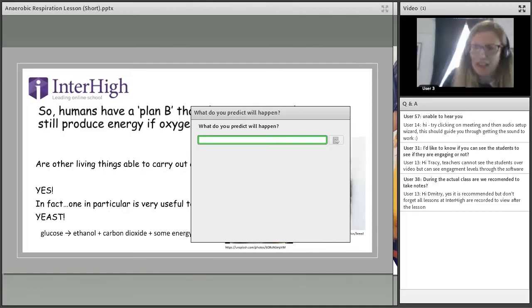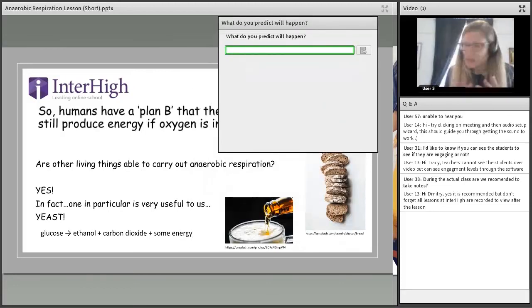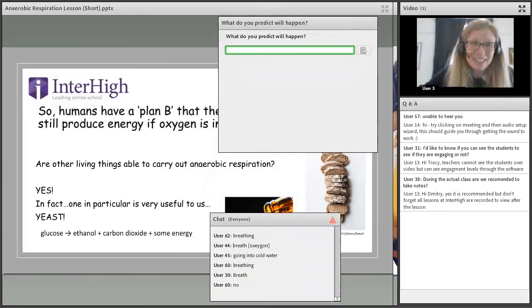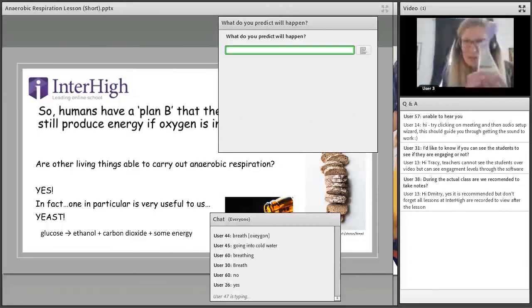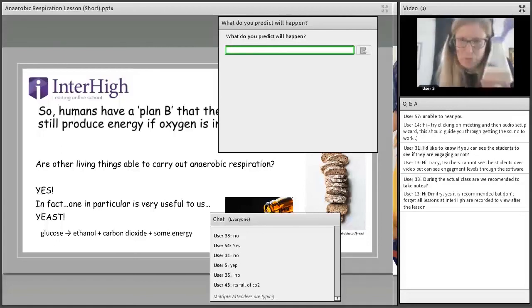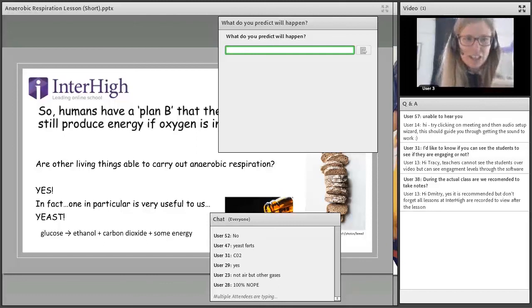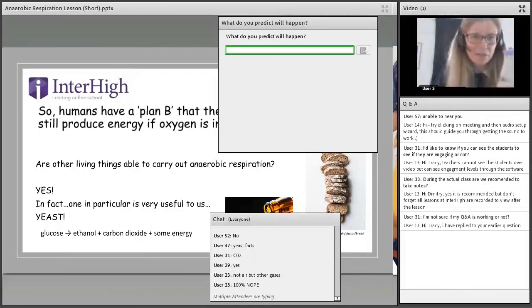Okay, I think it's time to come back to my demonstration. So humans have a plan B that they can use, but there are other living things that can carry out anaerobic respiration. One is quite useful to us. Here we go. My experiment has started to produce some results. We can see a couple of interesting things have happened here. So I'm going to bring back the predictions. You can have a little look at your prediction. Was it correct?